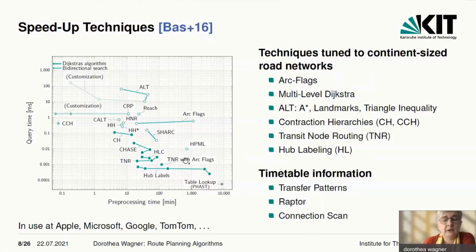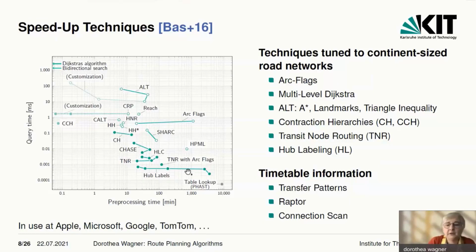Let's take a short look at this table. Here are these many techniques listed, placed in this table, where on one hand we have query times, on the other hand we have preprocessing time. I talked about the criteria that are of importance here. It's preprocessing time, it's query time or speed up over Dijkstra's algorithm. And the third criteria, space consumption, is not shown here.